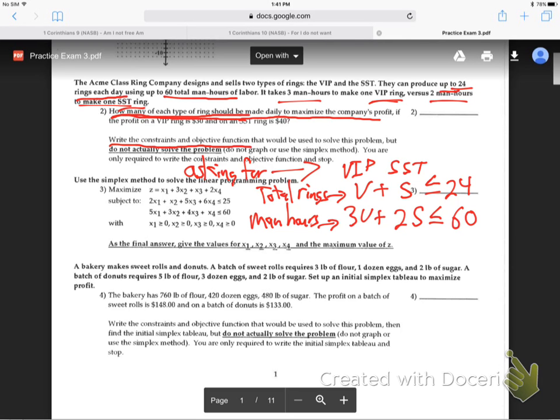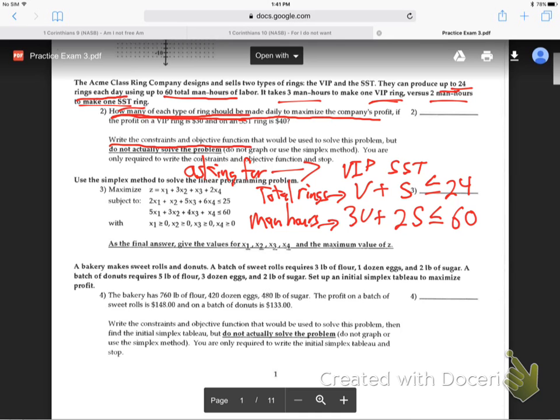So I took every number, and it's going to lead to something. I took the 24 rings, so V plus S is less than or equal to 24. And then 3 man-hours for every VIP ring, 2 for every S, adds up to be less than or equal to 60 total man-hours. So see how I have V and S as the 2 columns.